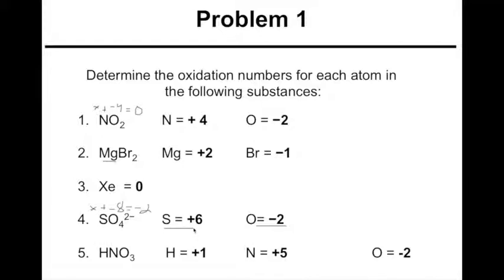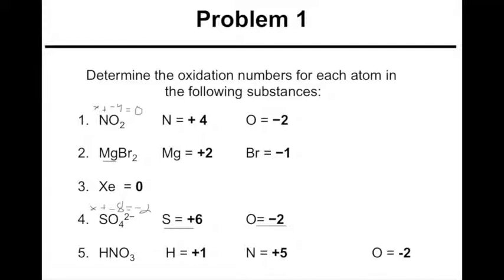And finally, nitric acid, HNO3. Our oxygens are minus 2, and we have 3 of those, so that's a total of minus 6. Our hydrogen's a plus 1. All of the oxidation numbers have to add up to 0, so the nitrogen must be a plus 5.